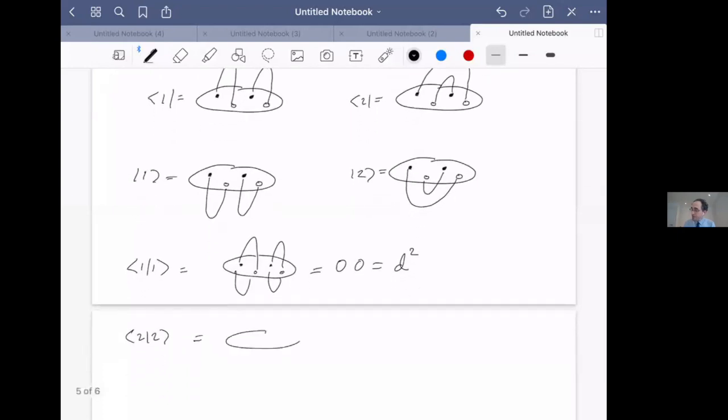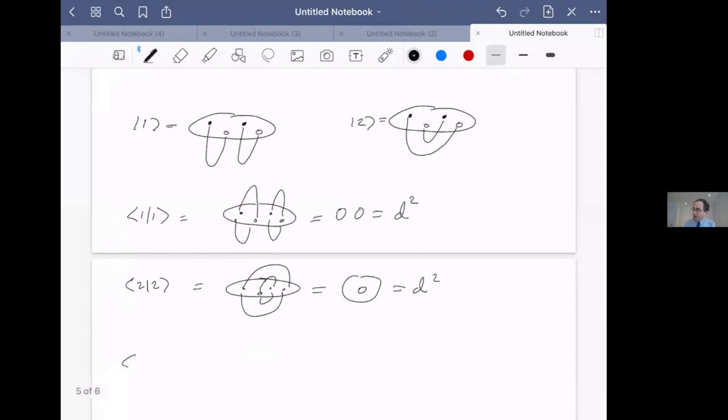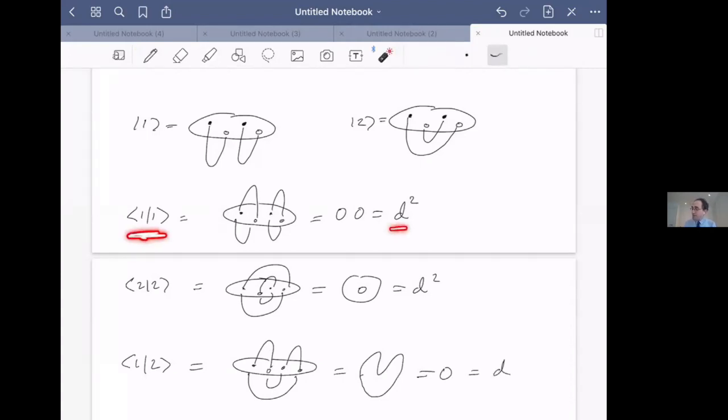<2|2> will give me hole, particle, hole, so like this on top and like this on the bottom. That is also two loops, and so that is d squared. But if I take 1 on the top and 2 on the bottom, so 1 on the top looks like this, but 2 on the bottom looks like this, that is actually topologically one loop, and that's d. So this tells me that <1|1> is d squared, <2|2> is d squared, but <1|2> is d. That tells me that 1 and 2 are linearly independent.